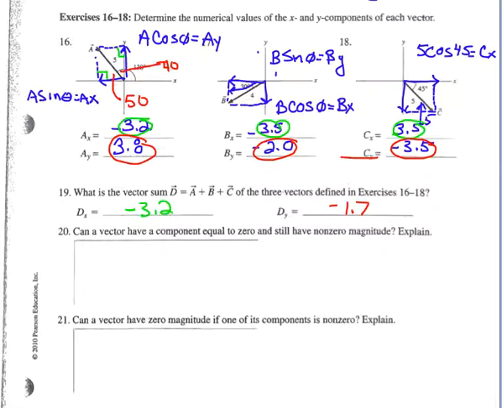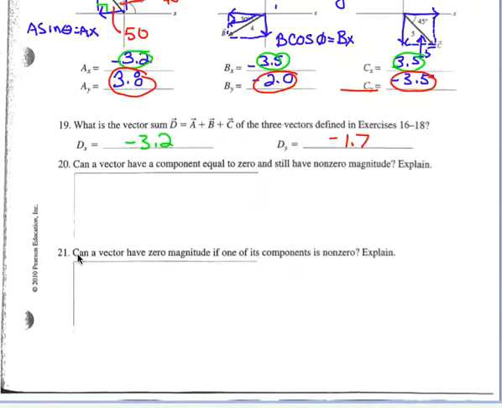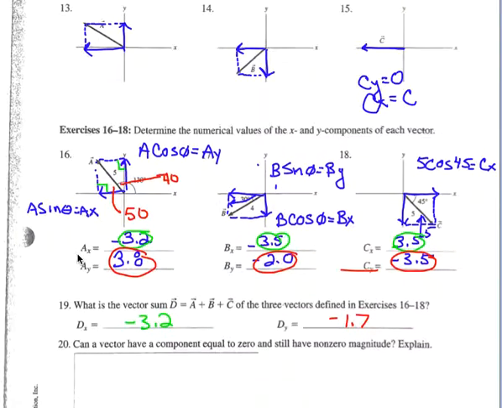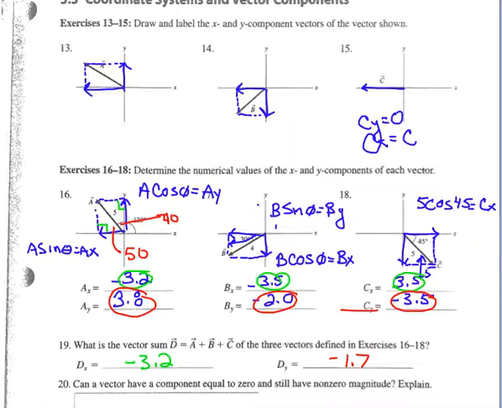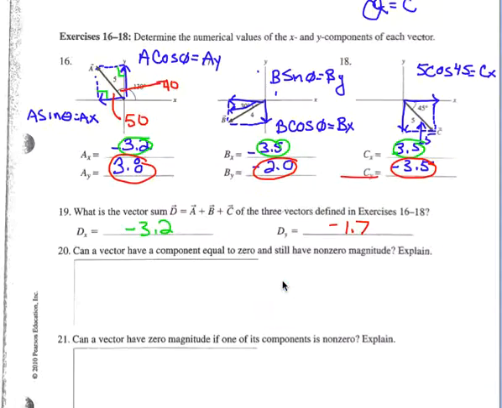And now those last couple questions are conceptual questions asking us if a vector can have a component equal to 0 and still have a non-zero magnitude. So if we look here at number 15, you should know that the answer is yes. We have a vector that has a component equal to 0. Its y component is 0, and it still has magnitude.